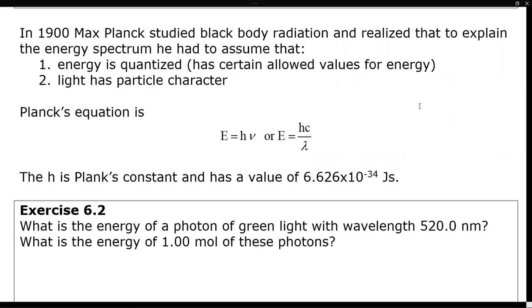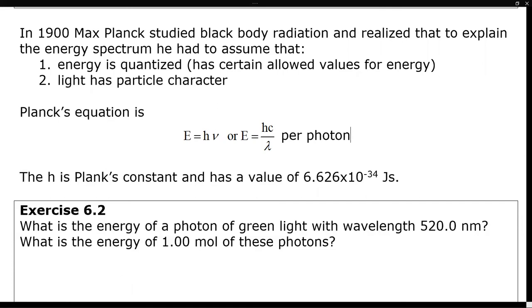But the net result is Planck's equation, where he assumed that based on the wavelength or frequency, each particle of light, or photon, has a certain energy. So these equations are per photon, where a photon is a particle of light. And the h in that equation is what we call Planck's constant, and it is 6.626 times 10 to the negative 34th joules times seconds.